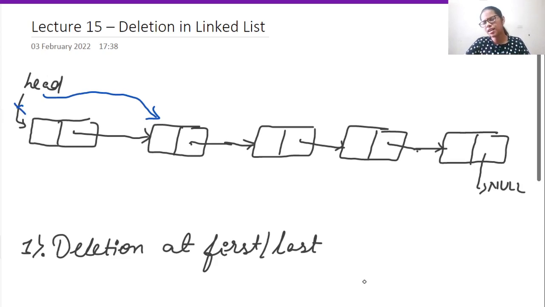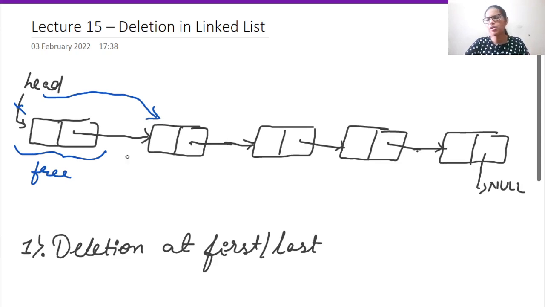But this will not free this memory. This particular node will still be there in the memory. So we need to free it. We need to free our dynamic memory, so we will use the free function for that. That way we can just delete at first.